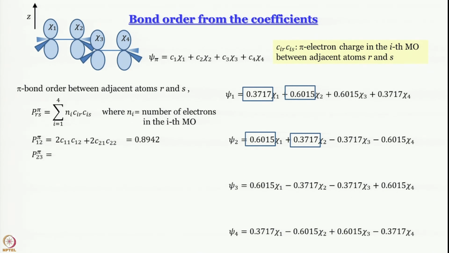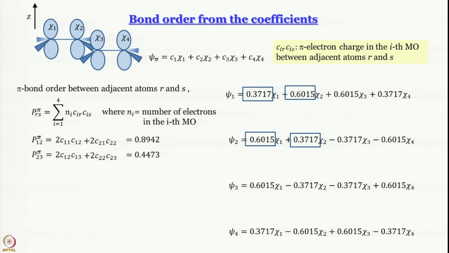Okay. Similarly, let us find out what P23 pi is. P23 pi would be C12 C13. We want to find the bond order between atom 2 and atom 3, but let us not forget that only Psi1 and Psi2 are populated. So, we have to worry about the coefficients of the first and the second MOs in these atoms. So, 2 into C12 C13 plus 2 into C22 C23, okay. That turns out to be 0.4473. Please work it out yourself.